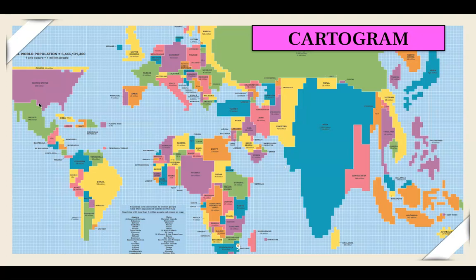But it gets distorted based on the data point rather than the land mass. So size in this case is represented by population. China up here underneath where it says cartogram, and India in the blue, those are the two most populous countries in the world. Thus, they are shown here as the two largest land masses.